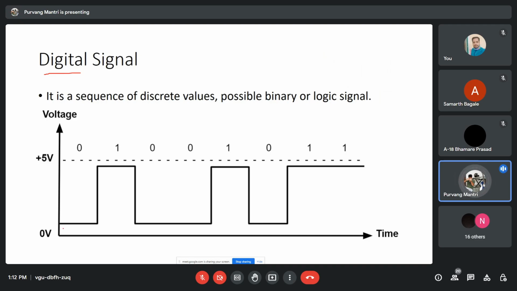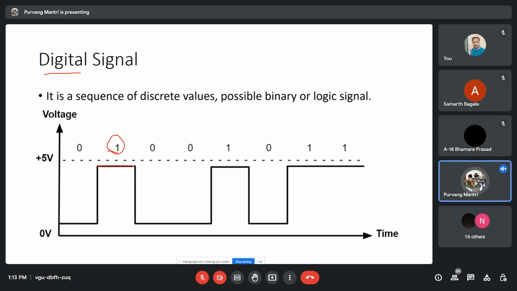A zero bit, a zero binary digit or discrete value, is going to have zero voltage. But if you want to have a one, it will have 5 volts. So the microcontroller will give digital signals by controlling the voltage for a certain time.